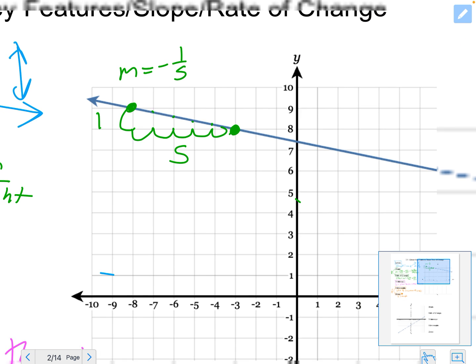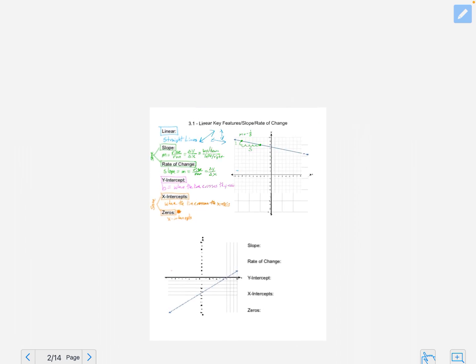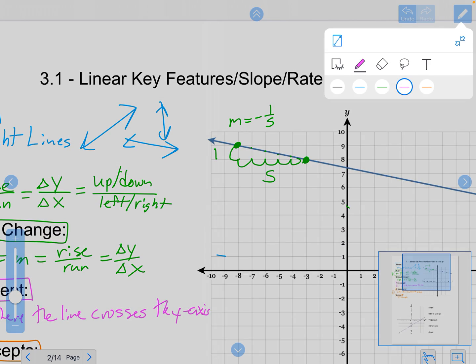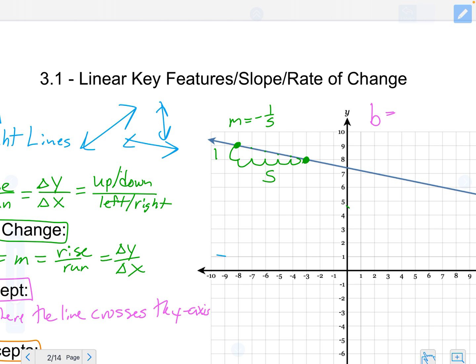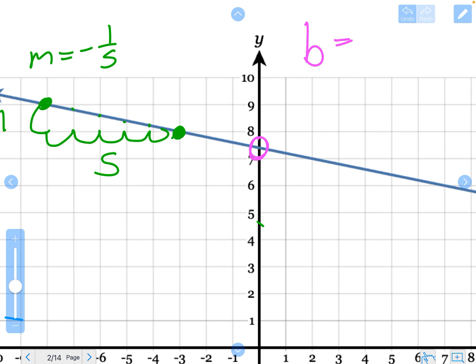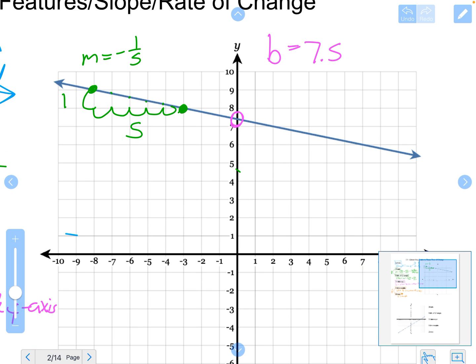So the next thing that we talked about was our b. Our b is our y-intercept, or where our graph crosses the y-axis. So we're looking here. And I'm going to guesstimate that that b is about 7.5.